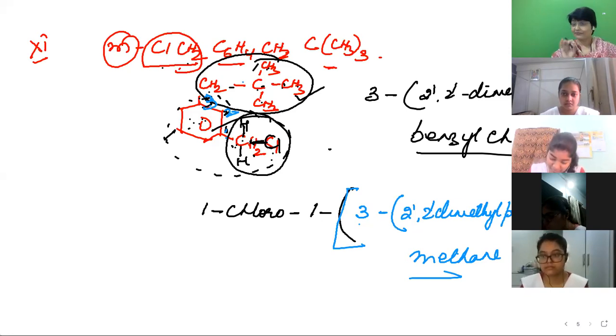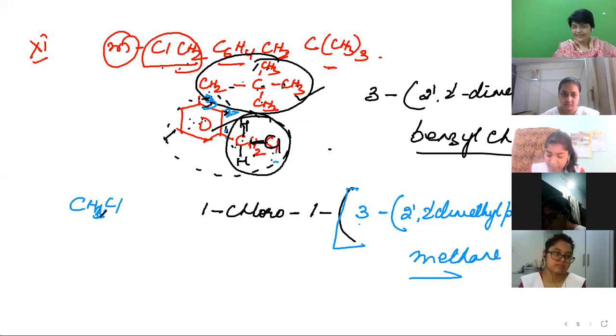Ye aapka perfect answer hona chahiye. Chloromethane, we are understanding. You try to understand it like this. This is chloromethane. Humne chloromethane likha. Yahan H hata karke humne ek benzene ring dal diya. So this is what? Phenyl chloromethane, we can say.